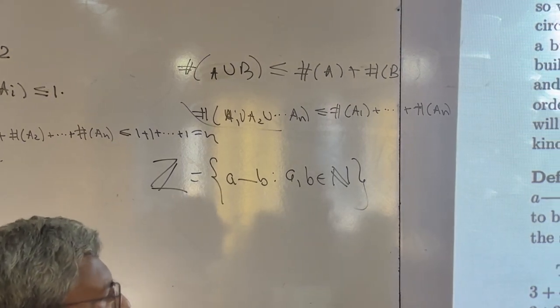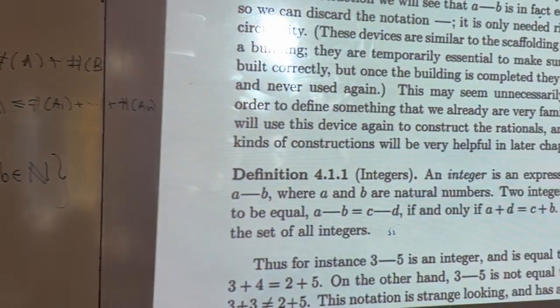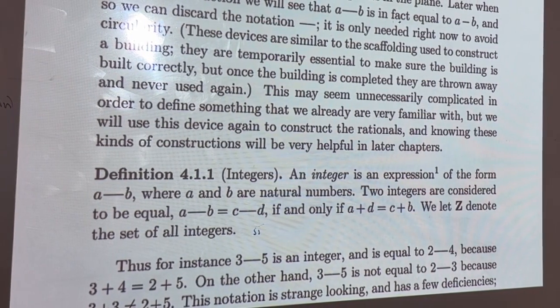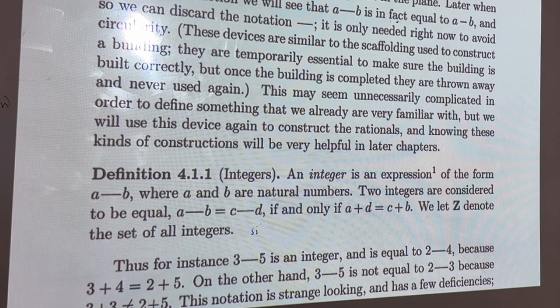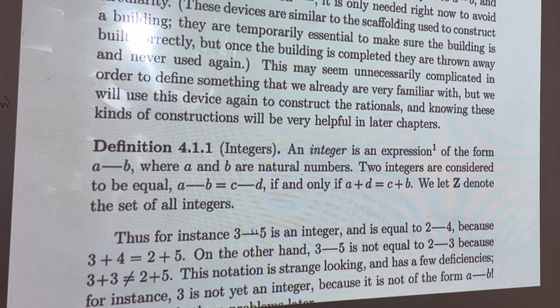Thus, for instance, 3—5 is an integer and is equal to 2—4, because 3 plus 4 is equal to 2 plus 5. When you take 3—5 alone, we don't understand what it means. But we know it is equal to that because of this. On the other hand, 3—5 is not equal to 2—3, because 3 plus 3 is not equal to 2 plus 5.